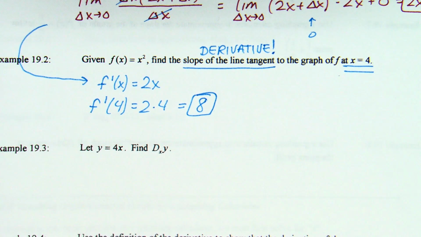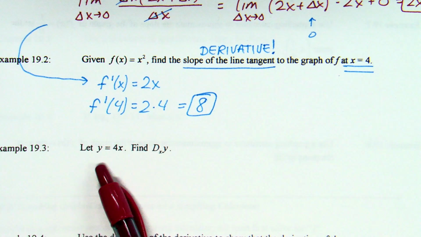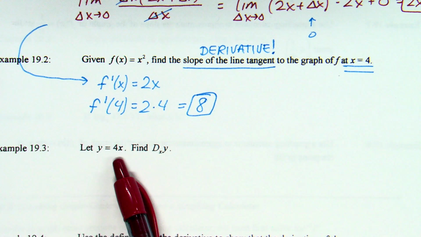Okay, example 3. Let y equals 4x. Find the derivative. Isn't this kind of the same thing? Doesn't it just do 2 times 4, or is this going to be totally different? Well, this one, y equals 4x, is the given function. It's like this is our f of x. So this is more like the first example.